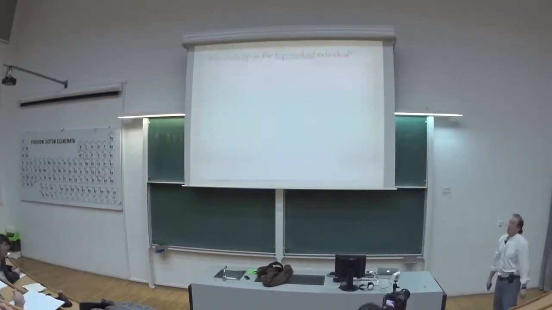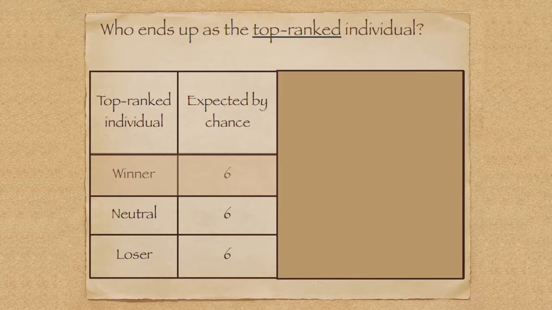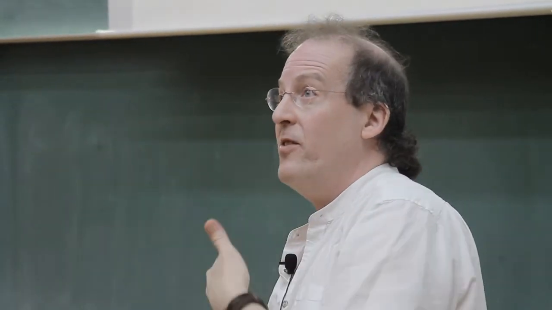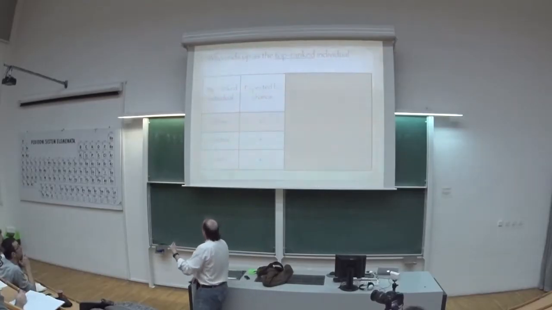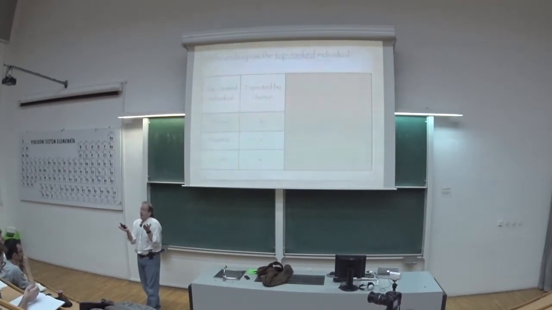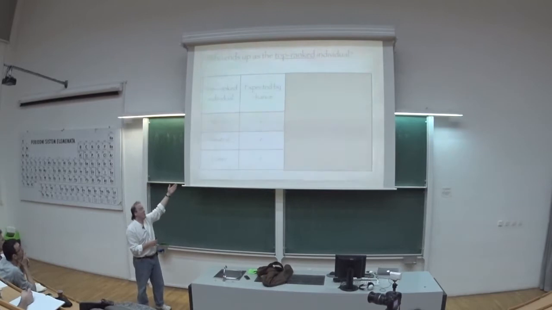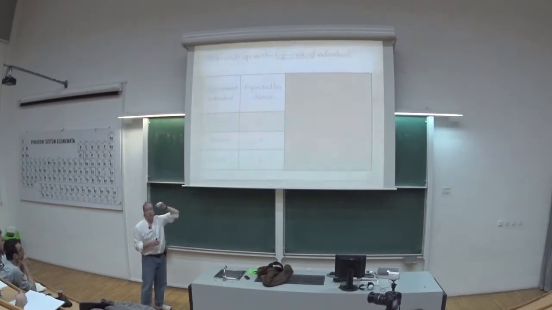So what I want to show you first is which individual ended up as the top-ranked individual in the group, the one that tended, on average, to win more fights against every one of its opponents than lose. Now, if our experimental treatments, the winner, loser, and neutral, didn't have any effect on dominance hierarchy, since we had 18 fish, we would expect by chance that 6 of the top-ranked would be the winner, 6 would be the neutral, and 6 would be the loser.